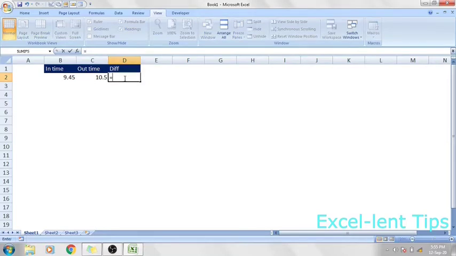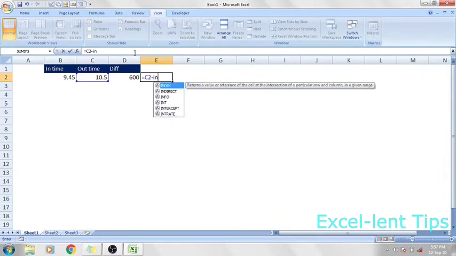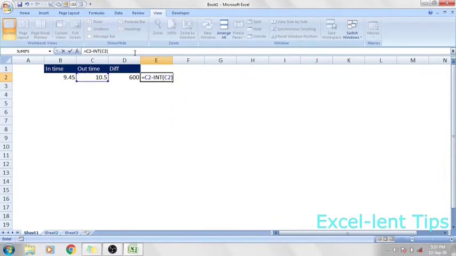For that my formula is going to be equal to integer of this into 60. So which is 10 into 60, which is 600. Now I'm going to calculate that 0.5, which is half an hour. I'm going to convert it into minutes. So for that the formula is equal to C2 minus integer of this into 100. So make sure you put this within quotes, only then our value will come up correctly.